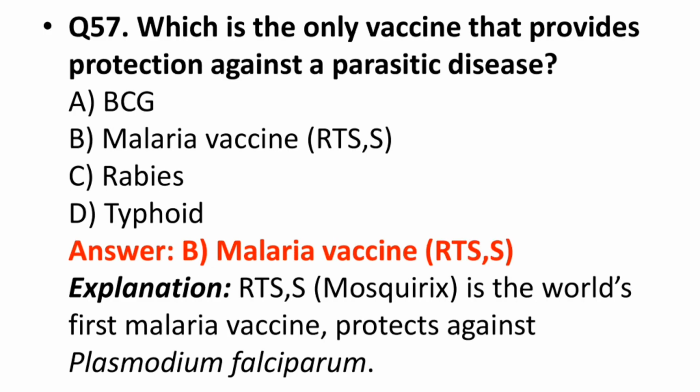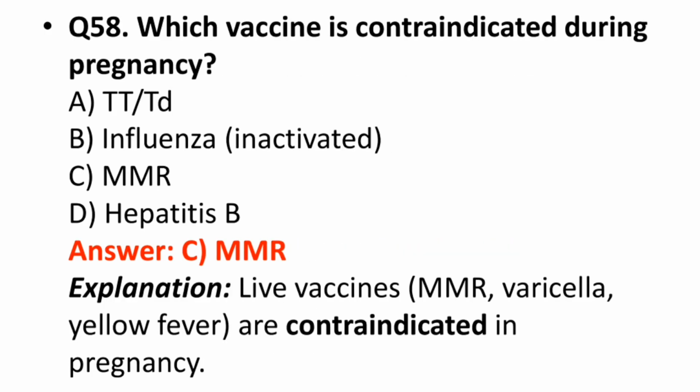Which is the only vaccine that provides protection against parasitic disease? Option A BCG, option B malaria vaccine, option C rabies, option D typhoid. The correct answer is option B malaria vaccine. RTS,S is the world's first malaria vaccine, protecting against Plasmodium falciparum.